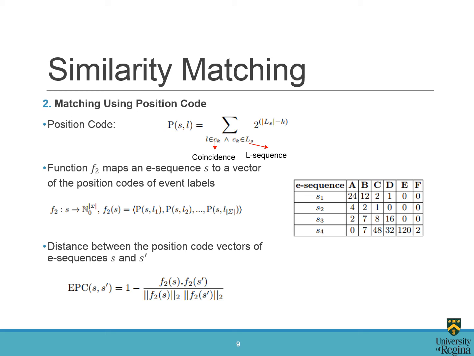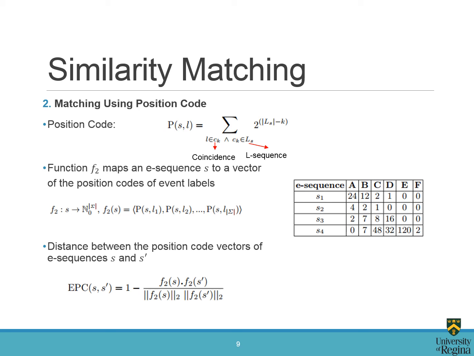The second method that we are presenting is matching using position code. The position code is a function that we define to represent the position of every event label in an E sequence based on the code. So this is the function that we are using, the coincidence and L sequence, to get the position of event labels in its E sequence.